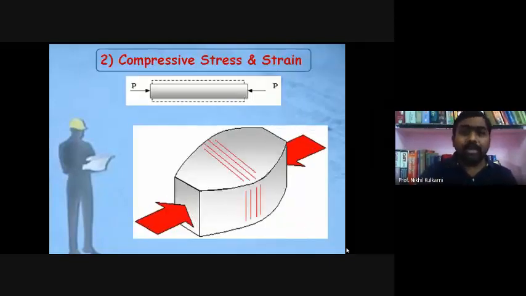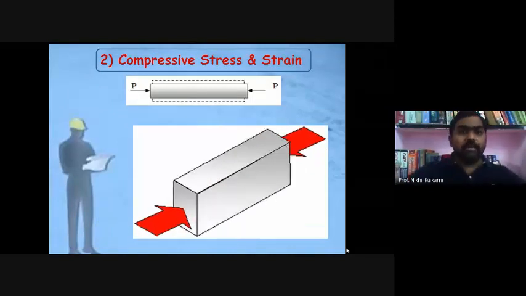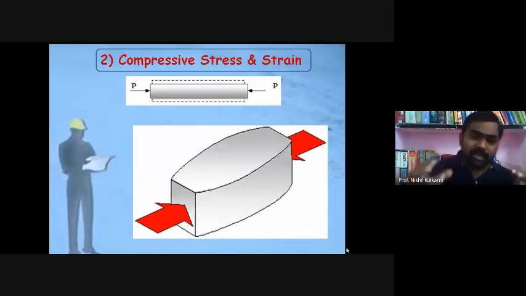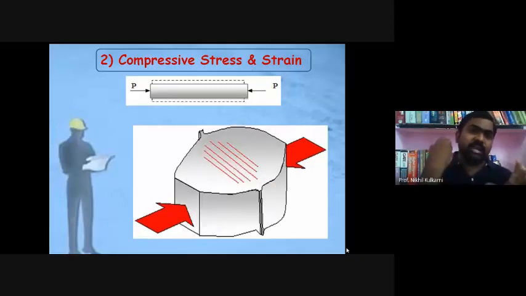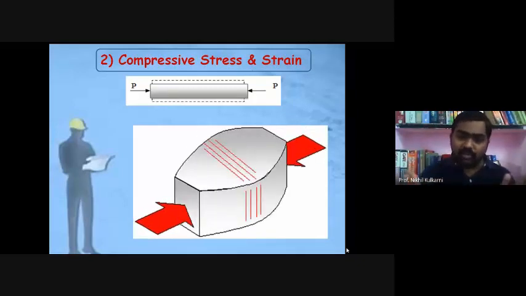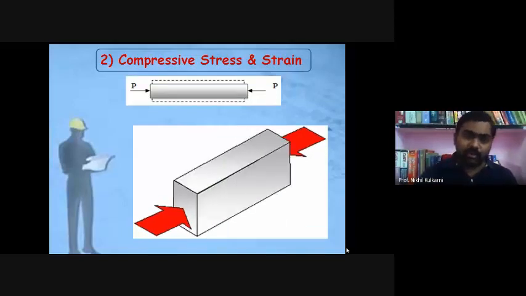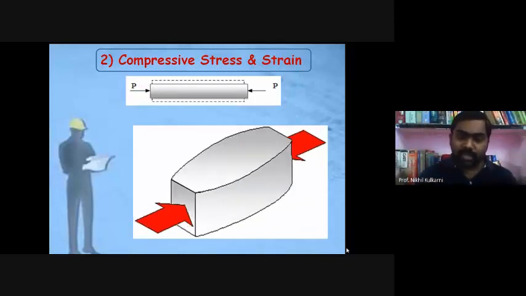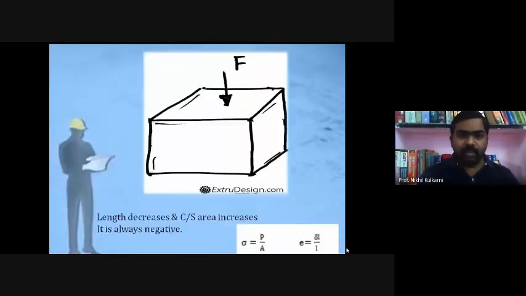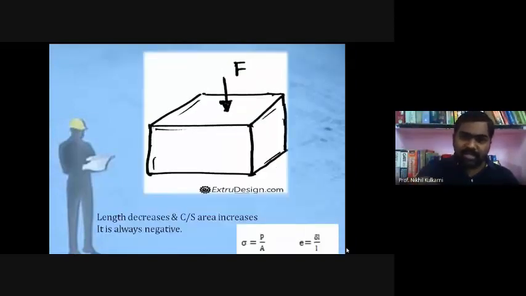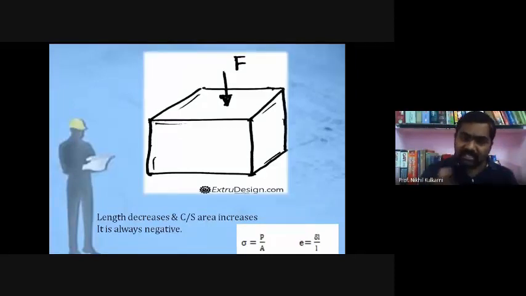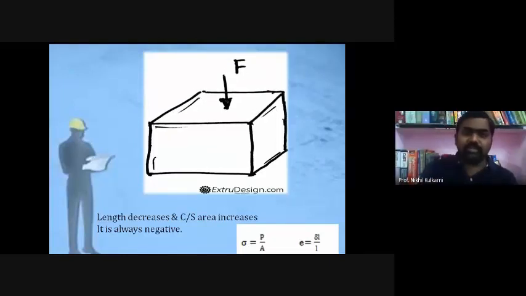Next, compressive stress. Now we are compressing it, pushing from both sides. When we compress, what happens? The cross sectional area in the middle increases, but the length reduces. If we give a push there, it is going to be compressed. If it is compressed, that cross sectional area in between is going to be increased. Remember this. Here we have applied a compression, so the cross sectional area is going to increase. So here length decreases but cross sectional area increases, hence it is compressing, so that is negative.